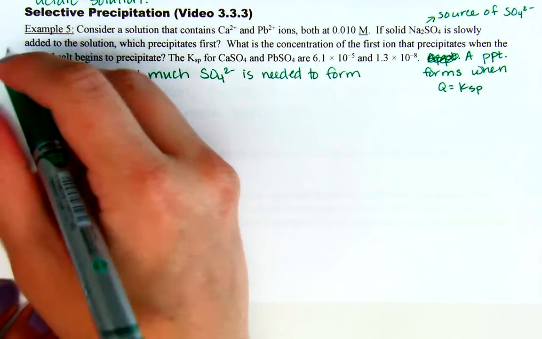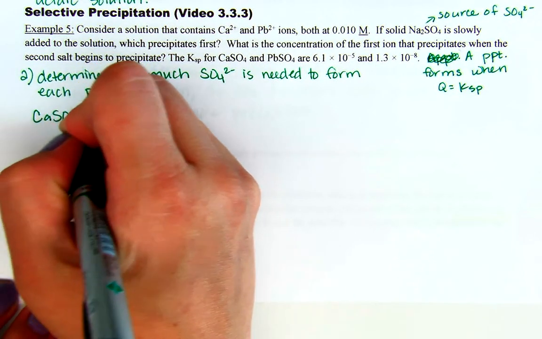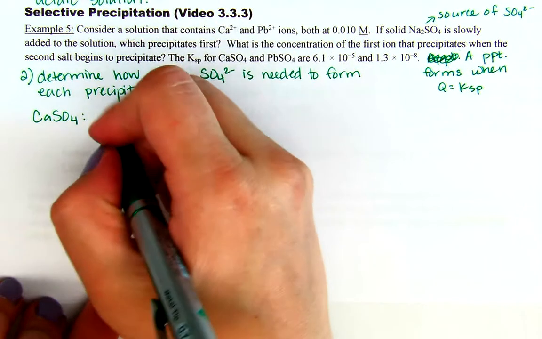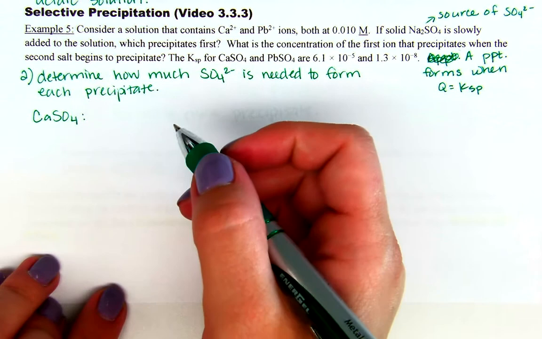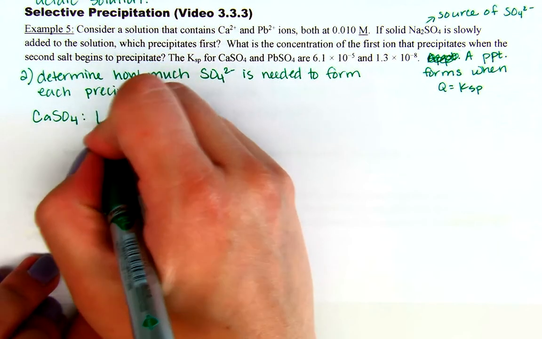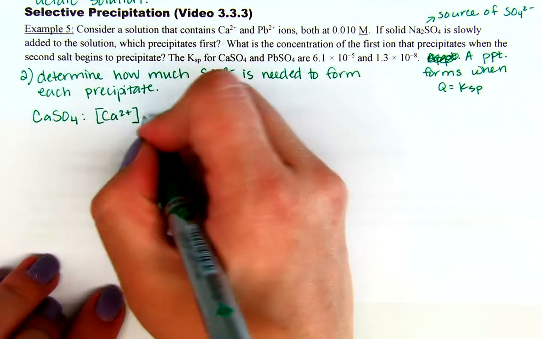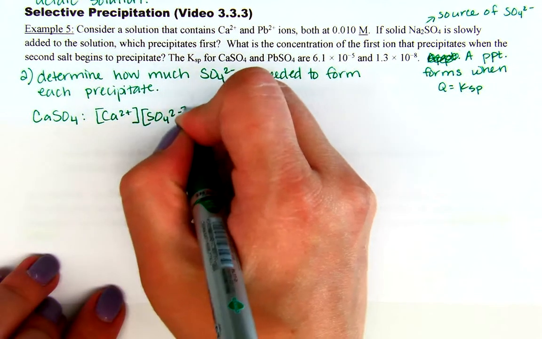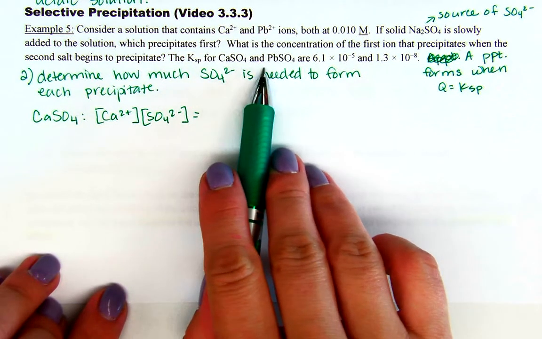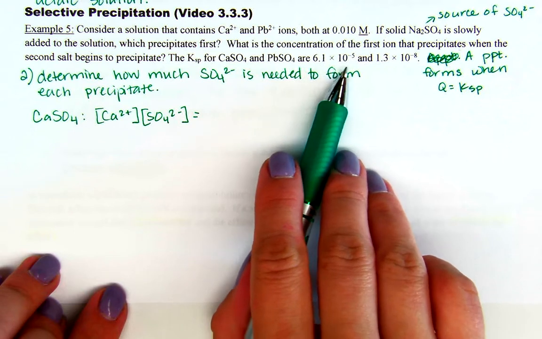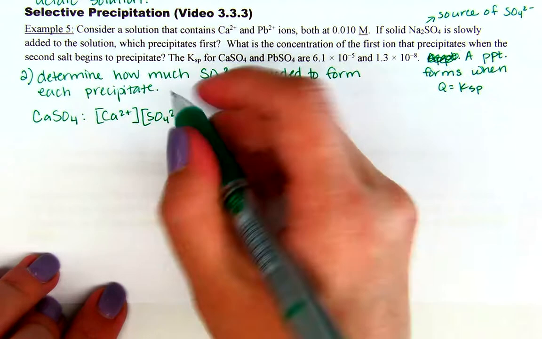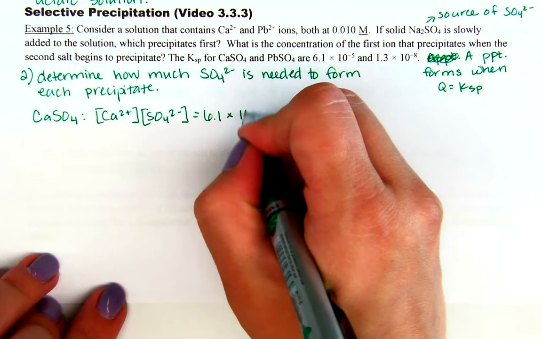Okay, so the first one is going to be calcium sulfate, so CaSO4. And again, we want Q to be equal to KSP here. So let's figure out what our KSP equation is. If we had calcium sulfate, we know that Ca 2+ is this ion, and then SO4 2-, that's our negative ion, and that's going to be equal to the KSP. Here it's telling us the KSP for calcium sulfate and lead sulfate are 6.1 times 10 to the negative 5 and 1.3 times 10 to the negative 8, respectively. So calcium sulfate is 6.1 times 10 to the negative 5.